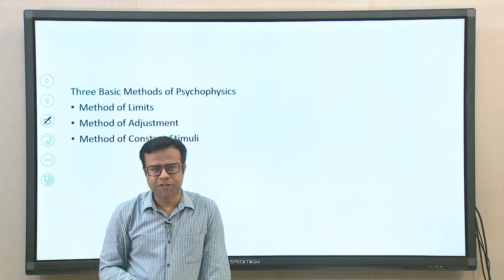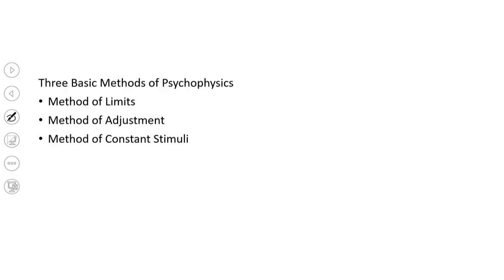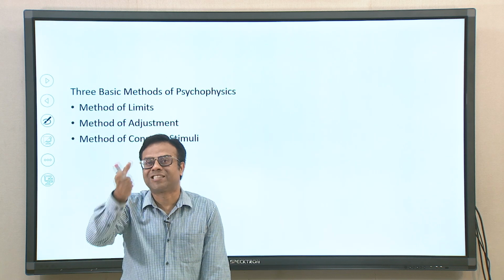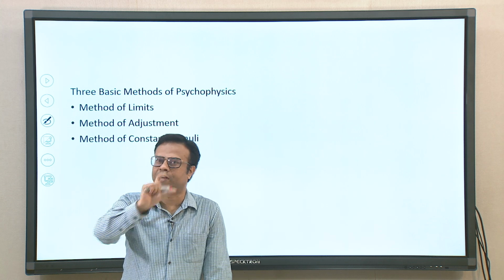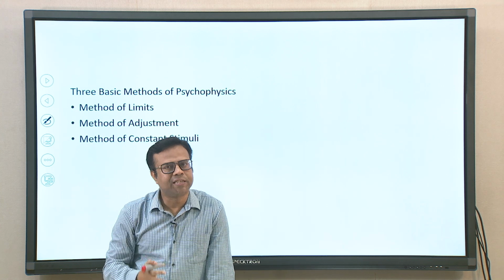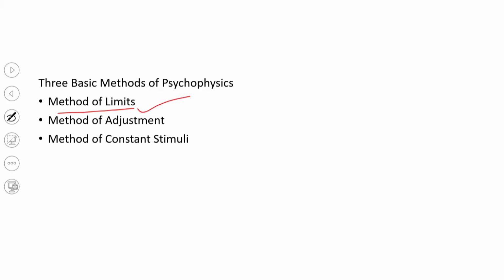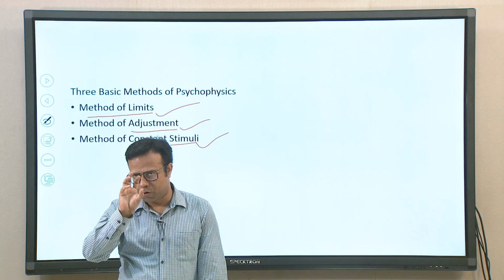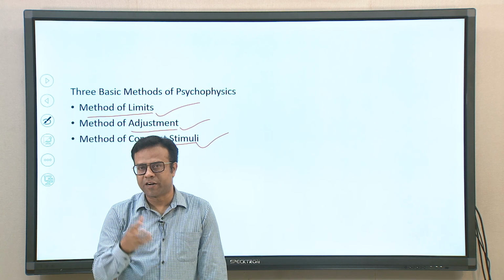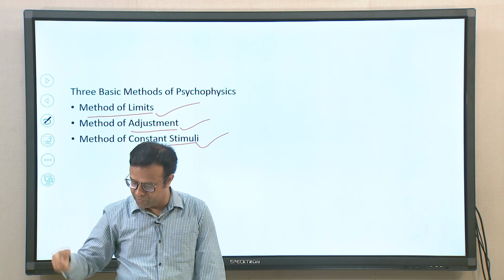So, what do we study in psychophysics? Basically, the idea is to understand how physical stimuli translate into psychological experiences. Okay? So, what are the methods involved in it? What kind of methods are used to study this relationship of physical stimuli and psychological experiences? There are three basic methods to study psychophysics. One is called the method of limits, second is called the method of adjustment, and the third is called the method of constant stimuli. So, let us see one by one what these methods are and how they are used to study this relationship.